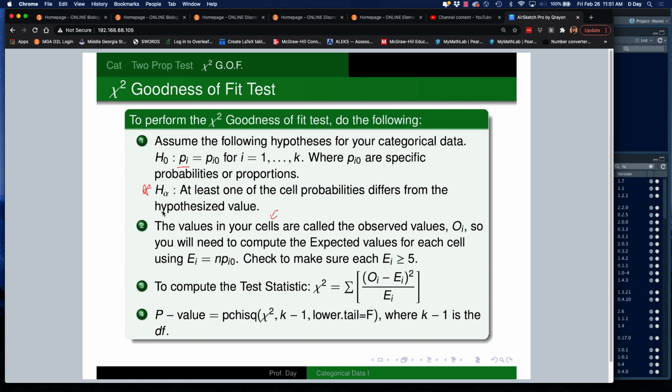Each of the expected values for each cell is going to be equal to this little formula here. We take the total sample size n and multiply it times the probability for that specific type, in this case flower color, or specific condition that we're looking at. Each one will have a different probability. Then we need to check to make sure that each expected value is greater than 5. Once we calculate it, that's easy to do. So there's our assumption check that we have to do.